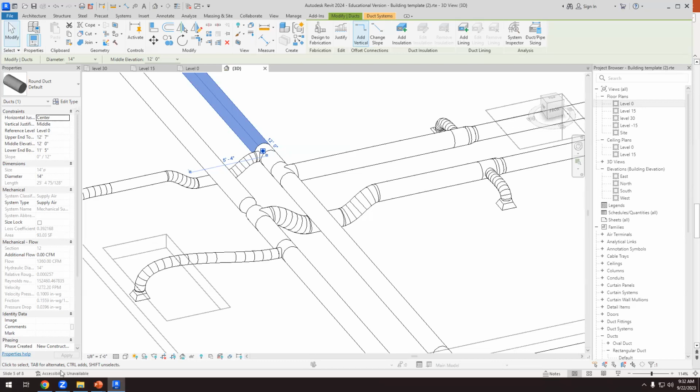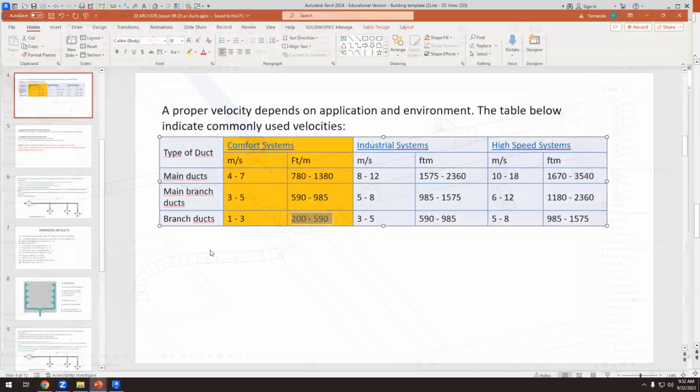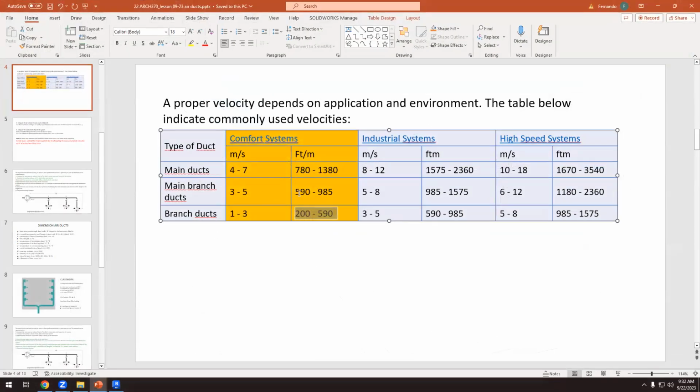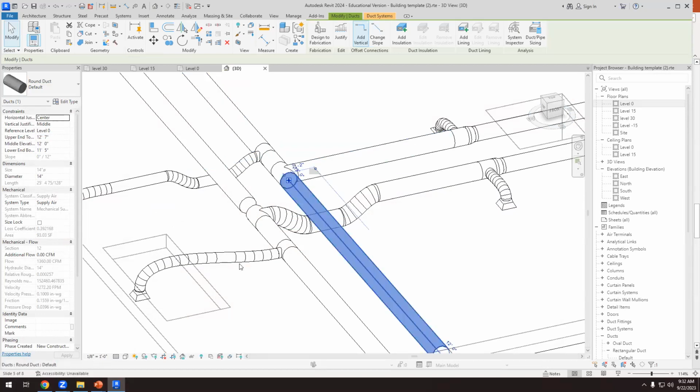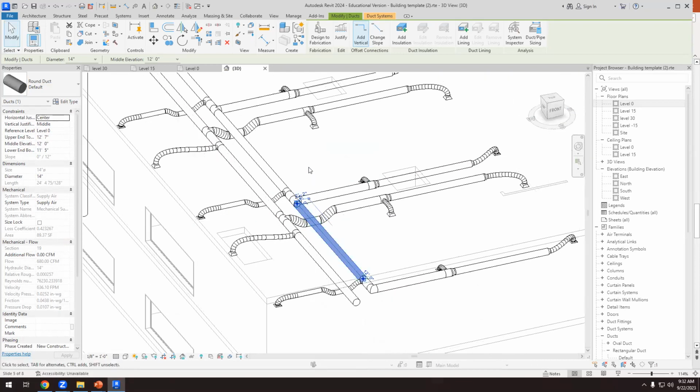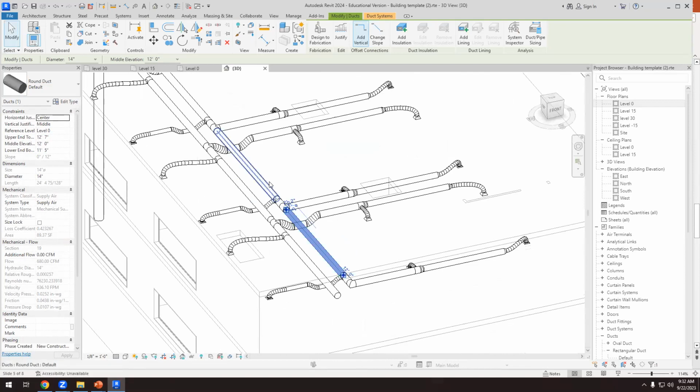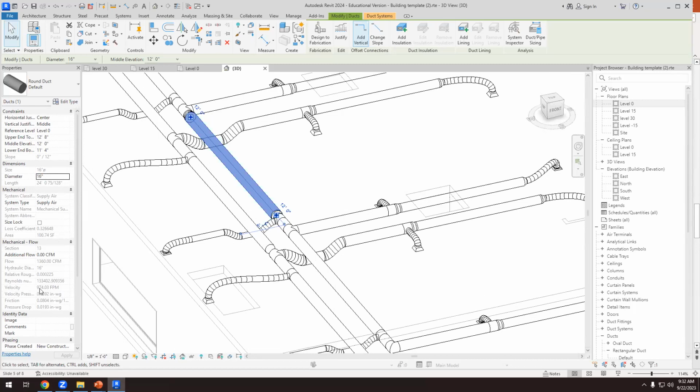Okay, let's check the table again. Because in the main branch, the velocity should be below 1000. Okay, so even in the hallway, we will hear too much noise. This velocity goes well because it's 600. Okay, but when we have another branch, probably we have to increase the size of this. So that's what I'm going to do. Instead of 14, I'm going to type 16. And now that velocity drops to 974.